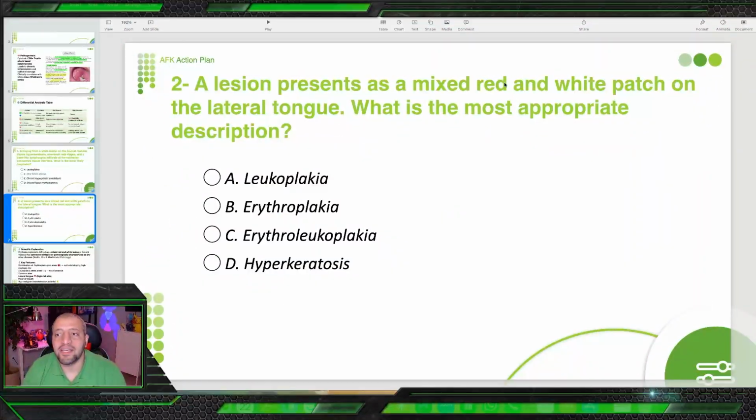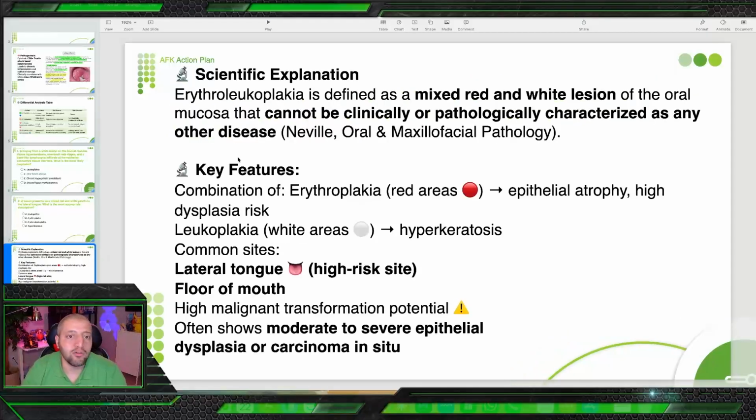A lesion presents as a mixed red and white patch on the lateral tongue. What is the most appropriate description? So here we have a mixed lesion, red and white. Leukoplakia, white; erythroplakia, red; erythroleukoplakia, yes; and hyperkeratosis. This is an easy question about the description of the name. Erythroleukoplakia is defined as a mixed red and white lesion of the oral mucosa that cannot be clinically or pathologically characterized as any other disease. Again, erythroplakia and leukoplakia are just descriptions, not diagnoses. Here we have a combination of erythro, which is red, epithelial atrophy and high dysplasia risk, and leukoplakia, which is a white area due to hyperkeratosis.